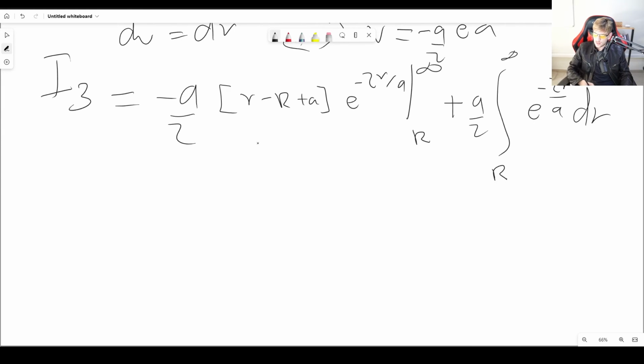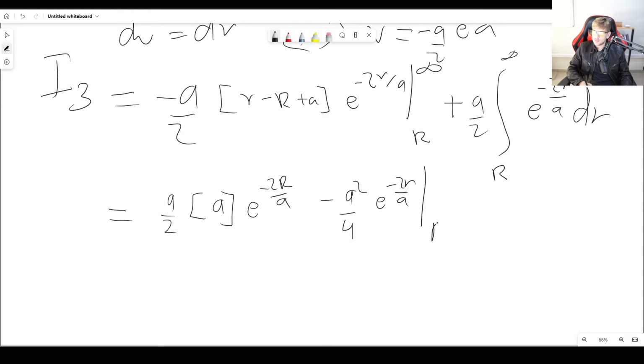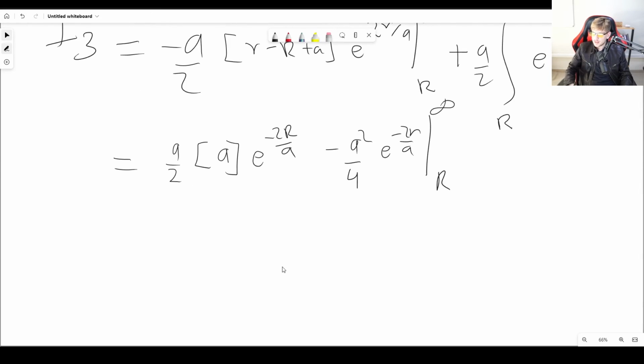So now we can evaluate this part. At infinity, it goes to 0. So we get only the other part, a over 2. At big R, these two cancel out. So we get a and e to the minus 2 big R over a. Now here we get minus a squared over 4. And then e to the minus 2r over a between big R and infinity. Okay. So now we evaluate this.